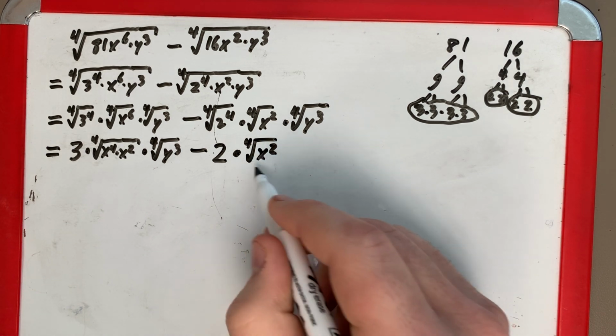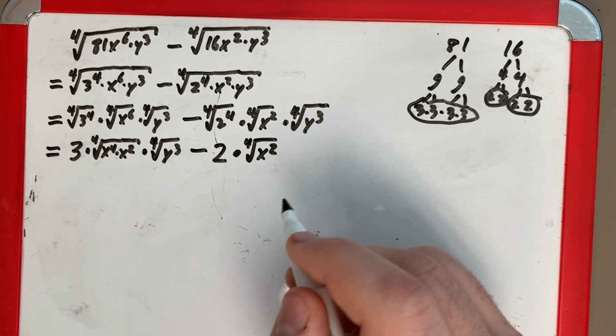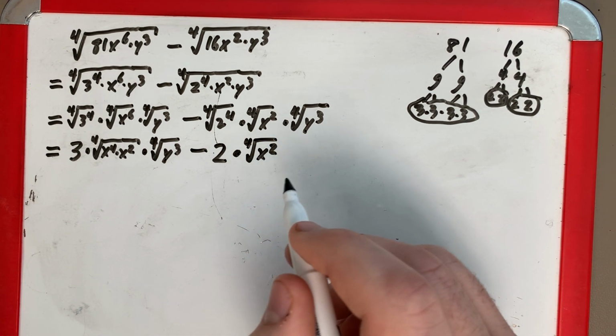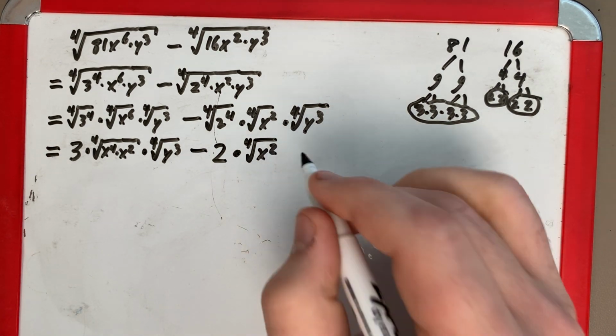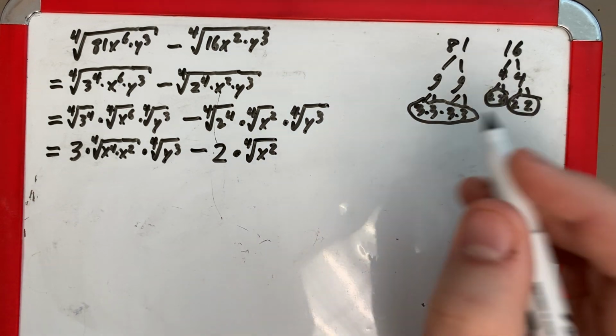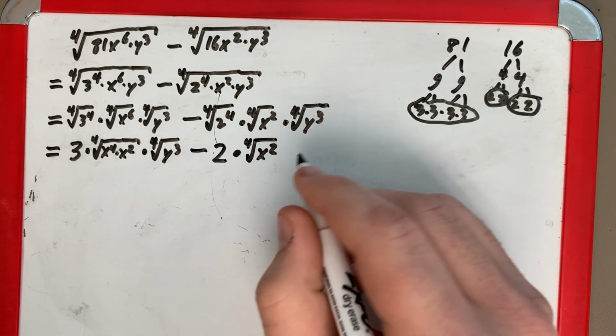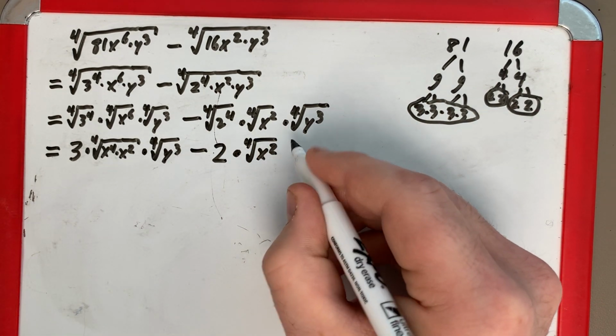You can also combine this so that you get x to the 1/2 power, or square root of x. But I think we're going to leave this as is for the time being and simplify that later if necessary.